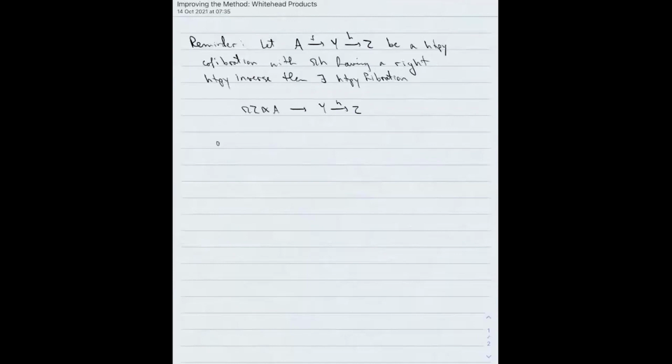You have a homotopy cofibration with loop H having a right homotopy inverse. Then you can identify the homotopy fiber of H as loop Z half smash A, and you get a splitting. Loop Y is loop Z cross the loops on loop Z half smash A. All right, but we said nothing about the homotopy class of this map.